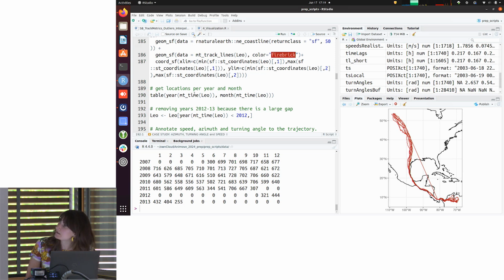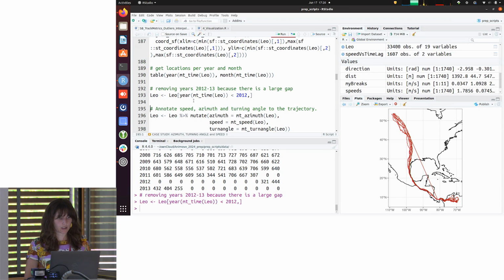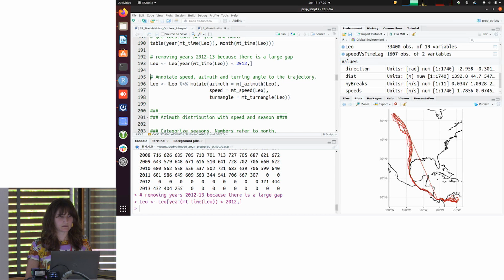We can see in this table that there is at some point a big gap in 2012. So just for convenience of this analysis, we're going to take all data that precede 2012. Now we are going to add to the data set the azimuth, the direction of movement, the speed, and the turning angle for each of the segments.